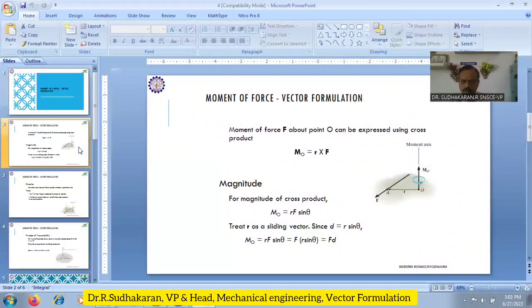As of now, we have seen what the moment of a force is, that is, force into the perpendicular distance, and that the moment has a sense: it can be a clockwise moment or an anti-clockwise moment. A clockwise moment is considered negative and an anti-clockwise moment is considered positive. The rotational tendency of the body is determined by the moment, and based on the rotational tendency of the body, we can provide supports to arrest it.